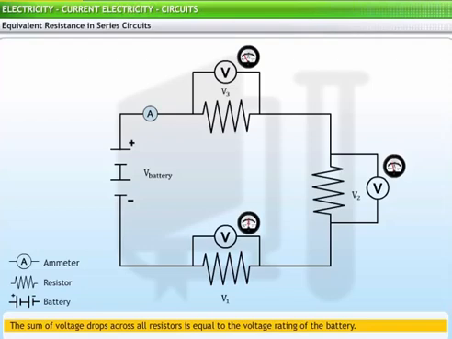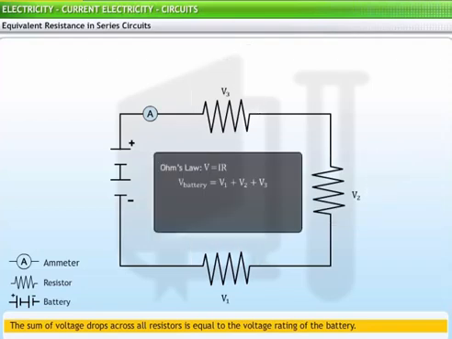The total voltage drop of the circuit can be expressed mathematically as V is equal to V1 plus V2 plus V3, where each voltage drop is equal to the product of the total current in the circuit and the resistance in the respective resistor. Substituting the values of individual voltage drops in this expression, you get IR is equal to IR1 plus IR2 plus IR3. By solving this expression, you get the equivalent resistance of cells in series circuits, R, as the sum of resistances of each resistor in the circuit. Hence, R is equal to R1 plus R2 plus R3.